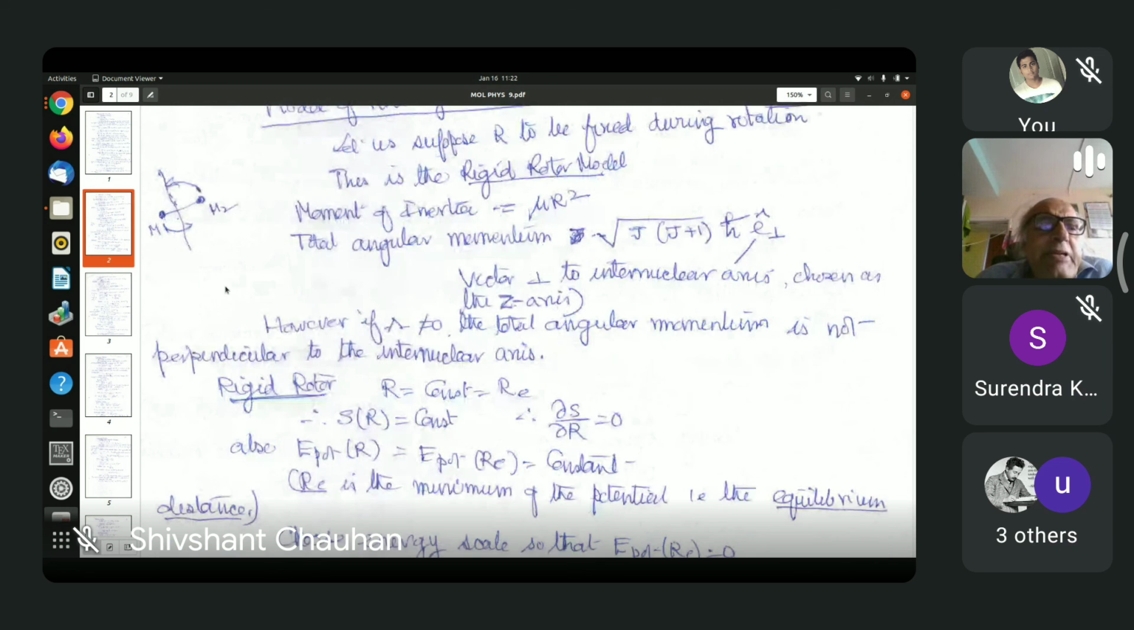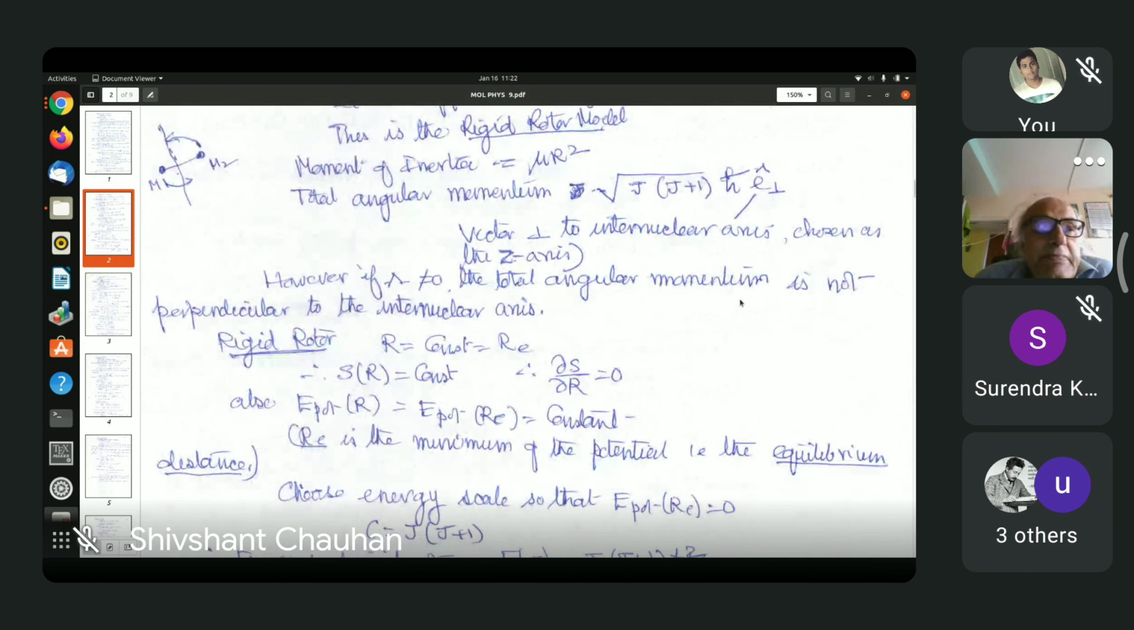So you can calculate the classical moment of inertia. This is μR². Simple, isn't it? Yes, sir. And so the total angular momentum will be √(J(J+1)) ħ. And the unit vector e perpendicular just shows that the total angular momentum is directed perpendicular to the nuclear axis. See, if the molecule rotates like this, then its angular momentum must be perpendicular to the nuclear axis. Right? Yes, sir. So this is the vector perpendicular to the nuclear axis.